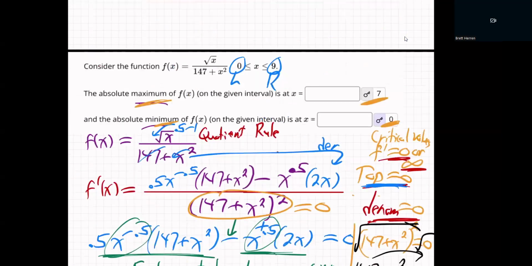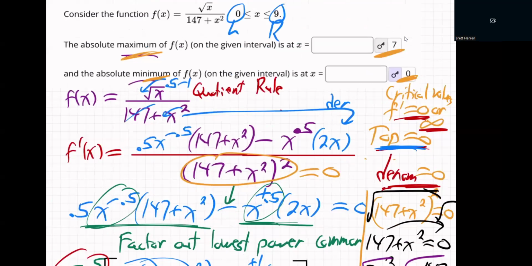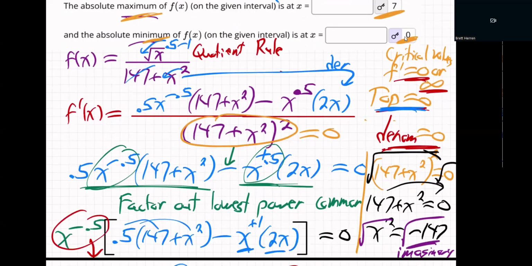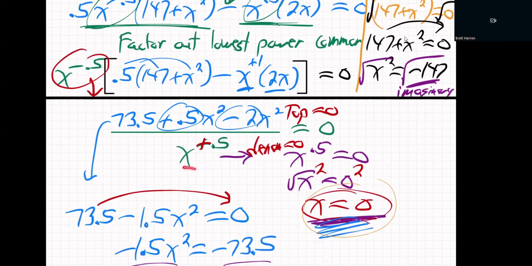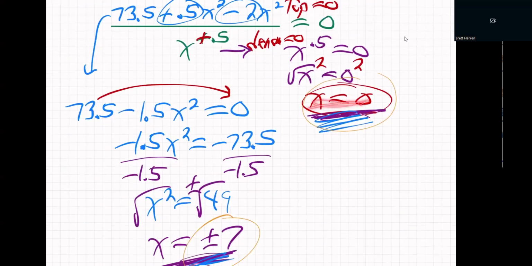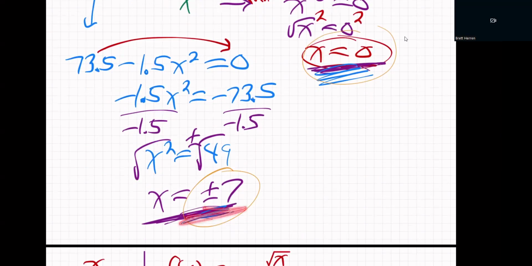This is a tough problem. How do you find the absolute max and min of a function? You take the derivative, and that was a pain, quotient rule. When you have a fraction, you got to set the top 0, the bottom 0. When I set the bottom to 0 I ended up getting the square root of a negative, which is imaginary, so there's nothing there. But the top was more difficult. I had to factor out, and then that part went to the bottom, and then made the top zero and the bottom zero, got the zero, and then I solved for x, got plus and minus 7.